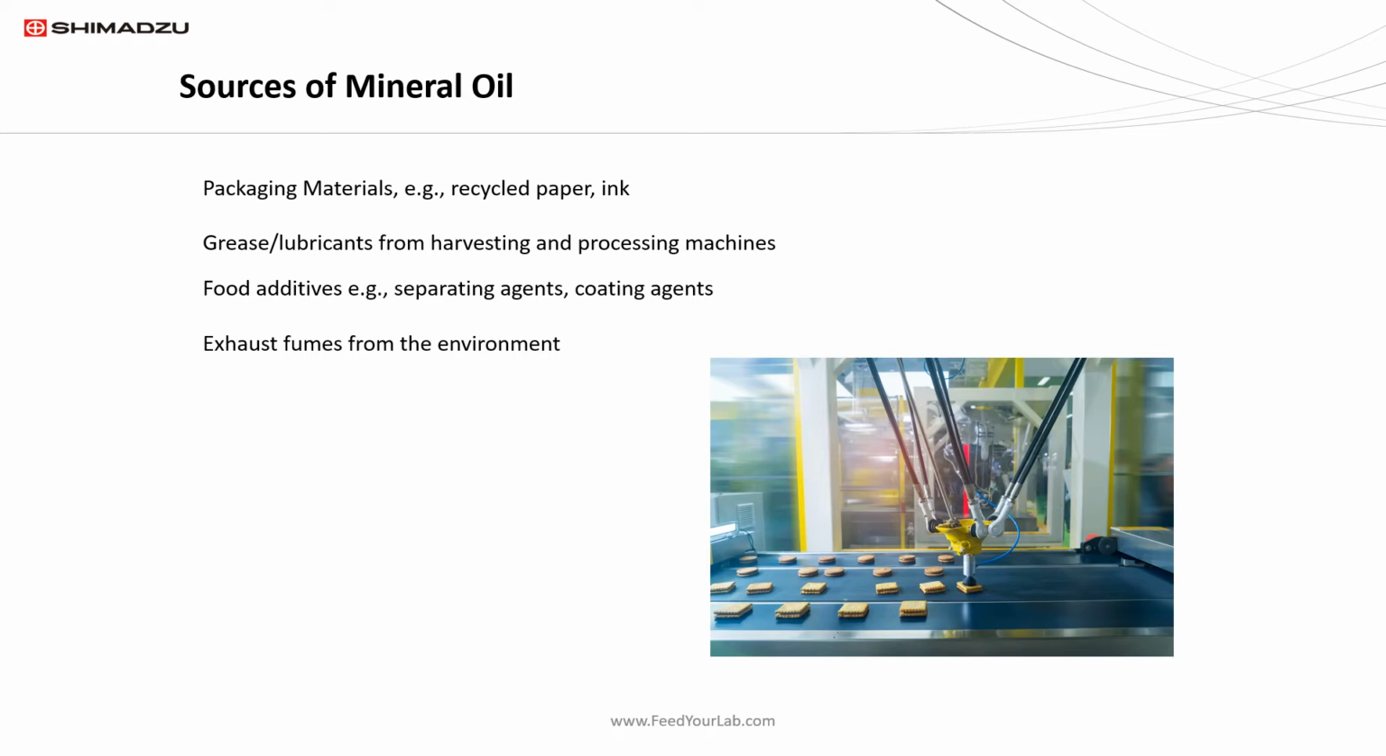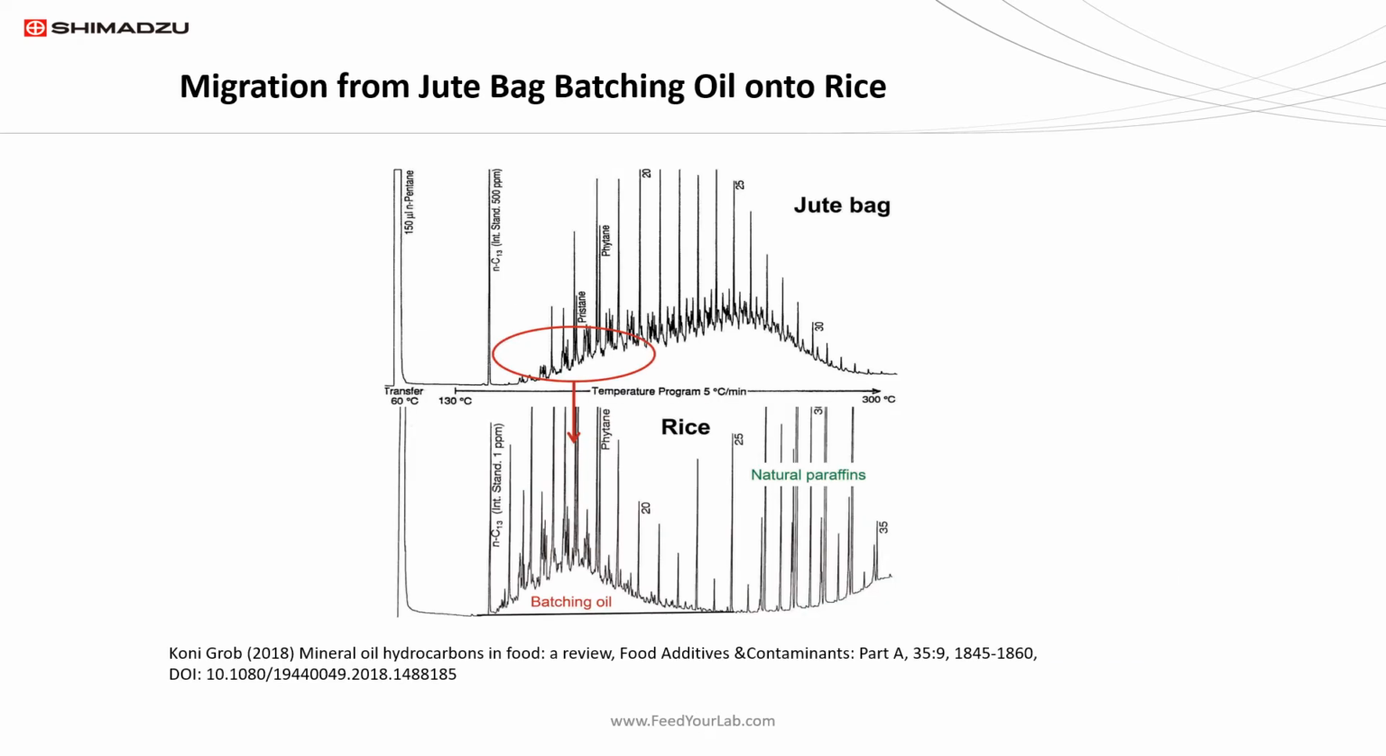And also let's not forget that the environment contributes to the food contamination as well. So exhaust fumes from cars can also be a source of mineral oils. In these chromatograms, we see the contribution of the food packaging to the food, where we have a jute bag that has been processed, and then there's what's called a batching oil that is used in the manufacture of the bag, and that batching oil is then transferred onto the rice, and so then it ends up in our food.